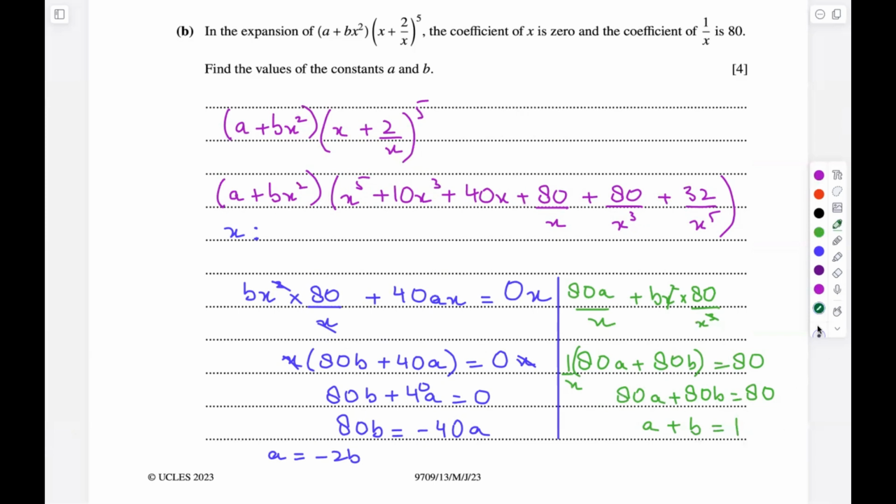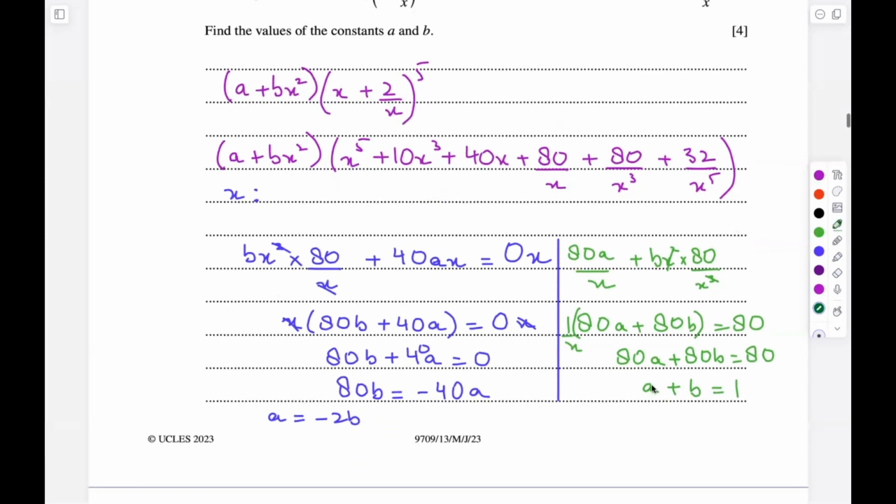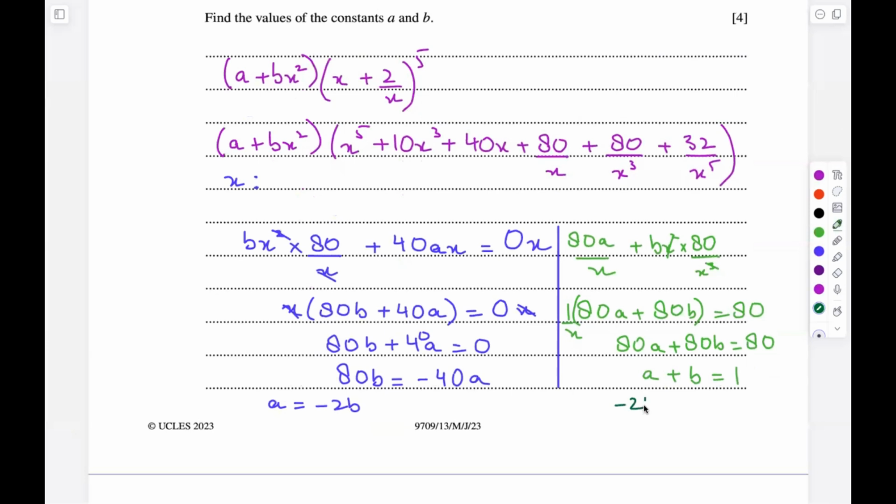Now, as a is equal to -2b, we can write -2b in place of a. So -2b + b = 1, so that will be -b = 1, and b will be equal to -1. Once we have the value of b as -1, we can substitute it over here, and a will be equal to -2 into -1, which is a positive 2. So the value of a will be equal to positive 2.